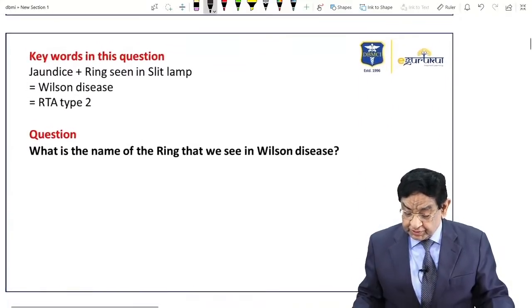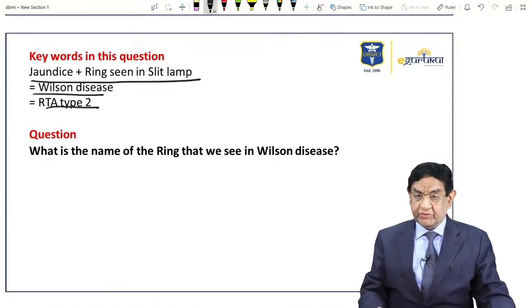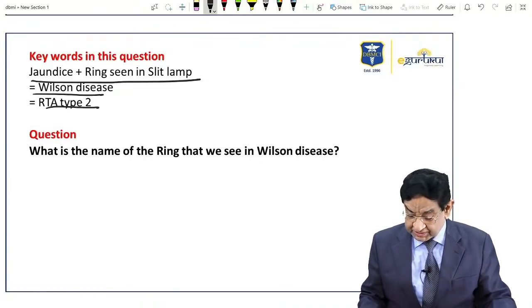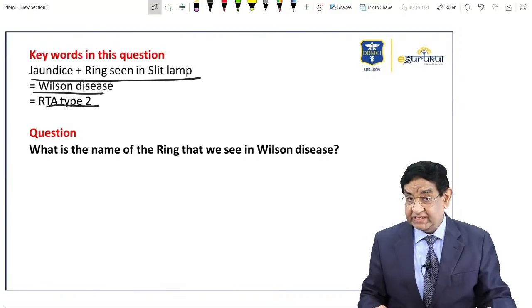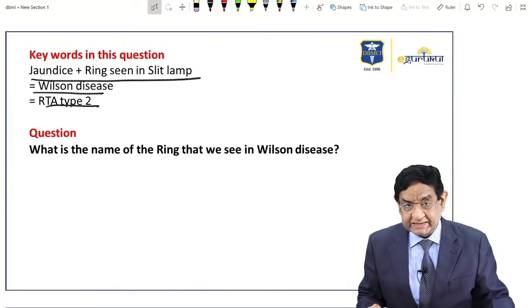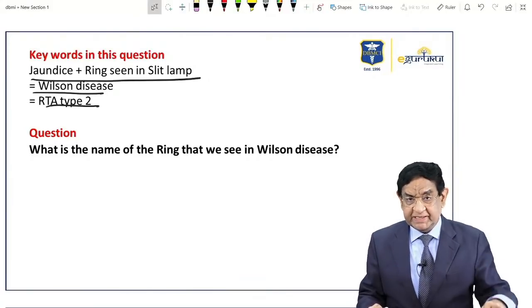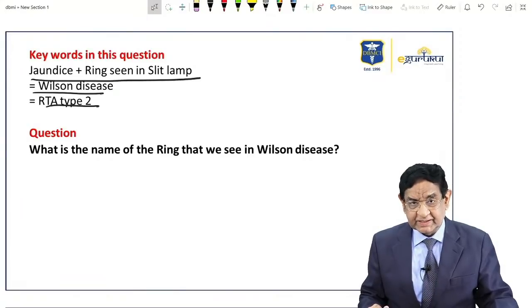So in this question, jaundice and a ring seen on slit lamp, Wilson disease, type 2 RTA. Now a question only for the student to answer. Tell me the name of the ring that we see in Wilson disease in the eye. It's a very simple question. By slit lamp examination, you get only 10 seconds to write the answer. 10 seconds. Quickly write down.